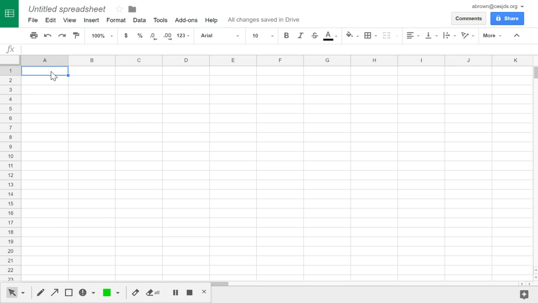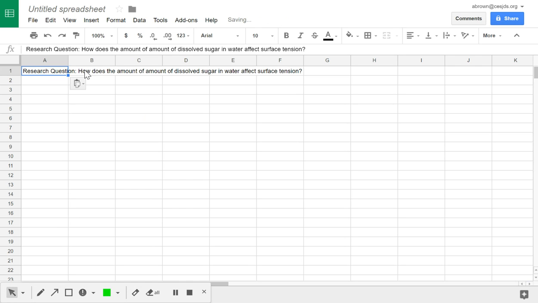So I'm going to make up a research question for my example that's different from any of the ones that you did. How does the amount of dissolved sugar in water affect surface tension? If I were looking at that, I might design an experiment where I dissolve different amounts of sugar in water, and then I try to float little paper clips on top.